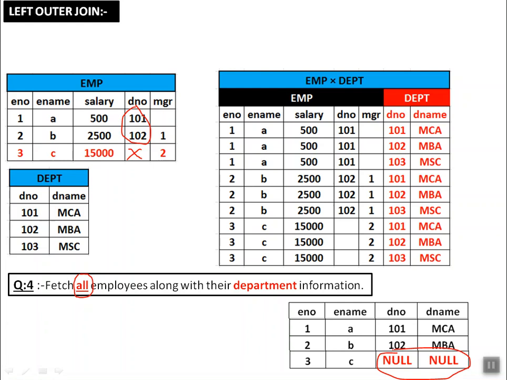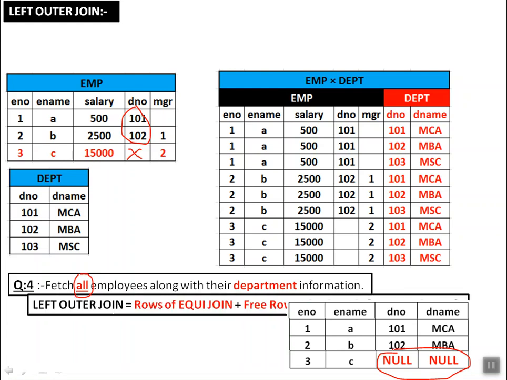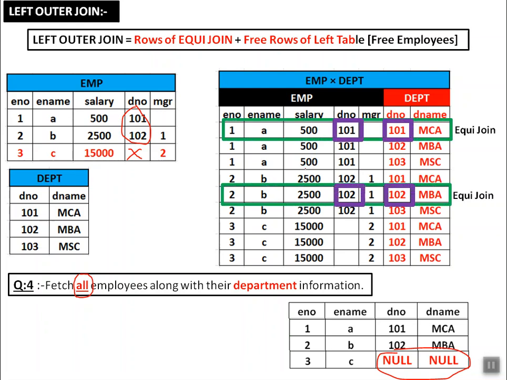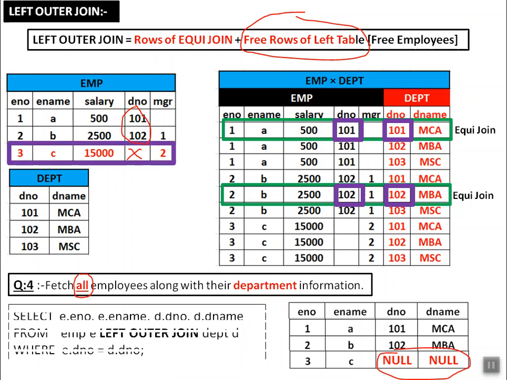What is left outer join? Left says rows of equi-join plus free rows of the left table. Here are the rows of equi-join, you know that. What you require is the free rows of the left table. Whichever table you place on the left side, those free rows will come. That is a free row of the left table, because look at this. I have written left outer join. On the left side, the employee table has been written. So I'll get rows of equi-join plus free rows of the left table, with right table information being null.